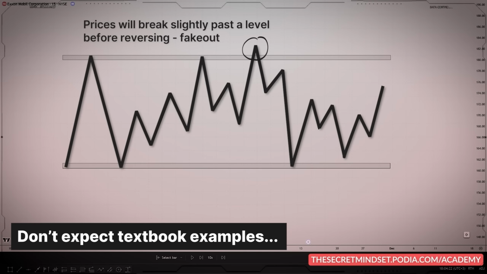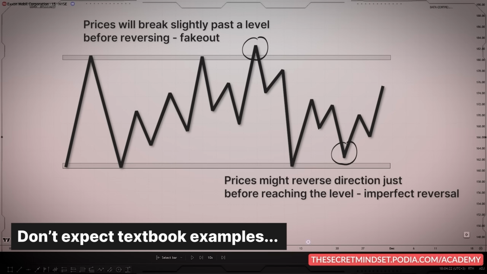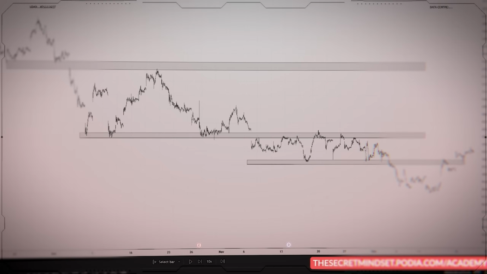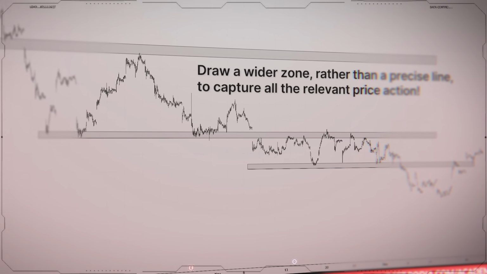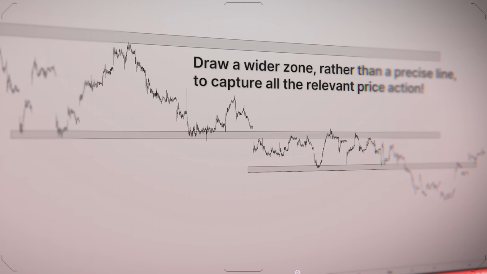And when drawing support and resistance lines on your charts, remember that they don't always need to be exact. Prices can sometimes break slightly past these levels before reversing, known as a false breakout. Or they might reverse direction just before reaching the level, an imperfect reversal. So you might need to draw a wider zone rather than a precise line to capture all the relevant price action.